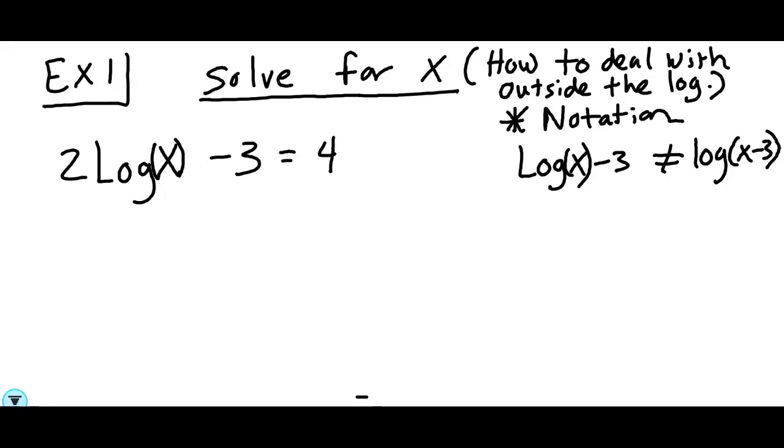So if they don't have parentheses, then whatever's right next to the log is all that's in the log. So in this case, just the x is in the log. Just the x is the argument. Whereas over here, since they're using parentheses, the argument is not just x. The argument is x minus 3. So that's what's being plugged into the log. It's kind of like this.